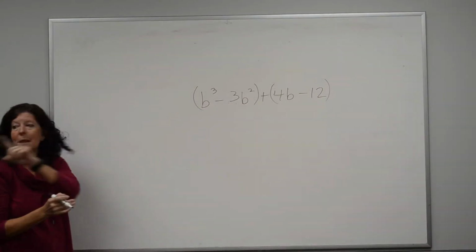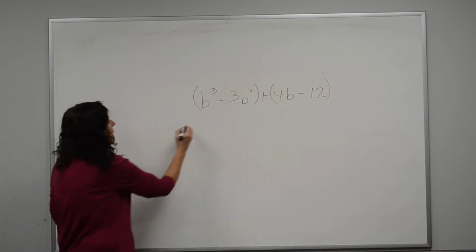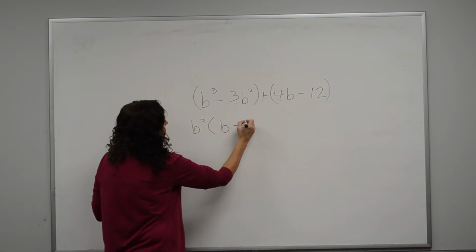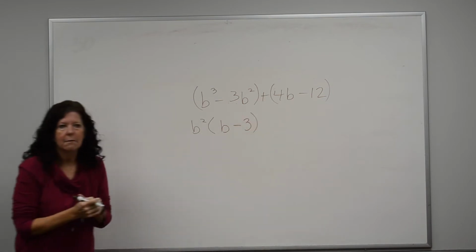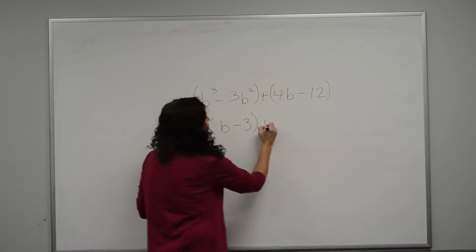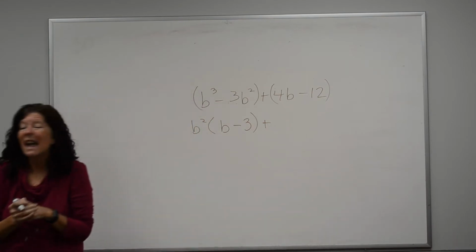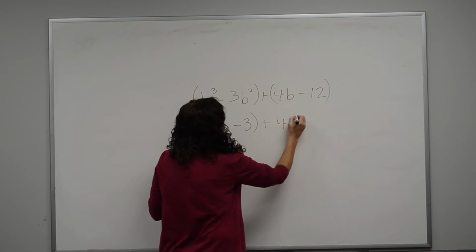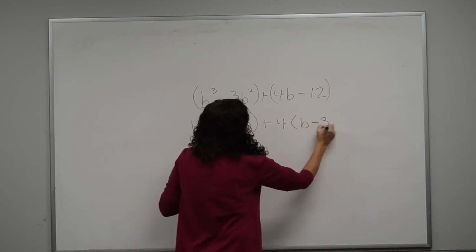B squared. B squared, not just B, but B squared. Okay, then I factor: B minus 3. Would you agree with that? Okay, second set of parentheses. Do I have anything in common in that set of parentheses? 4. I have a 4, so I factor out the 4, and I have a B minus 3.